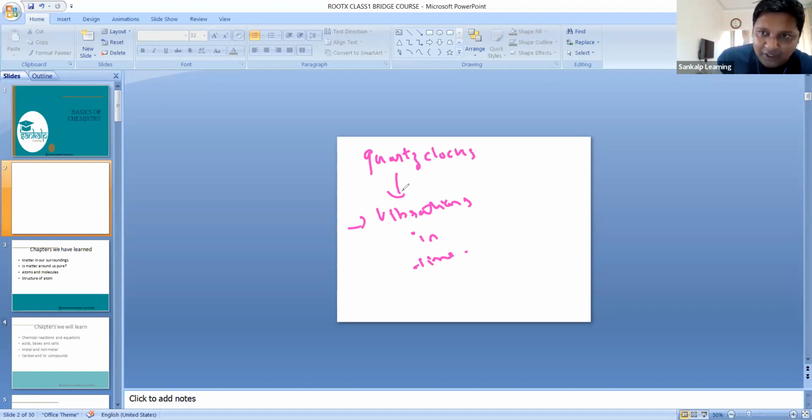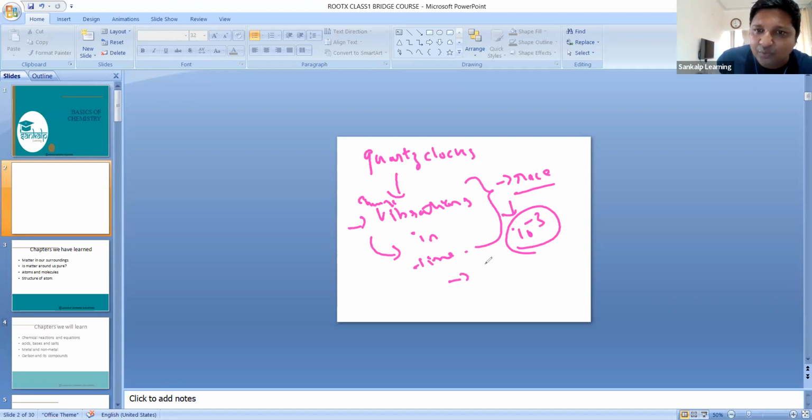The change in vibration is getting converted into time. These types of watches are used to calculate the time in competitive races, in running, horse races, and in the Olympics. These are able to measure the time up to milliseconds, that is 10 raised to minus 3 seconds, which is 1 upon 1,000 part of a second.